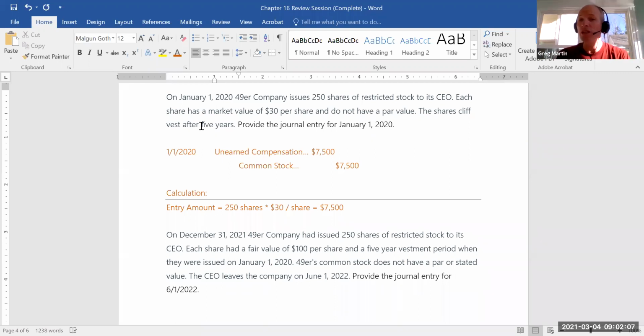Now, if the executive leaves, like we already did, we'd have to unwind everything. We'd have to debit the unearned compensation expense again, and we'd have to be debiting the common stock. So the whole process after that would be unwinding it. But right now we're focused on that initial issuance, and so for that initial issuance, we debit unearned compensation and we credit our common stock. Okay, and then if the executive starts to leave, all right, now we have some things to deal with.